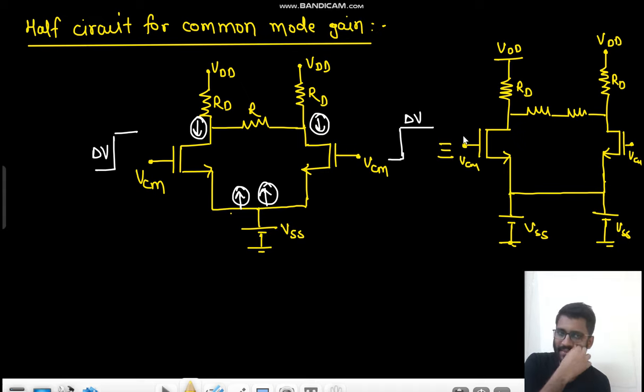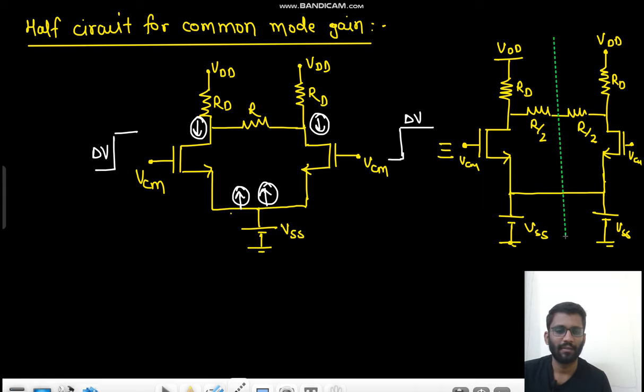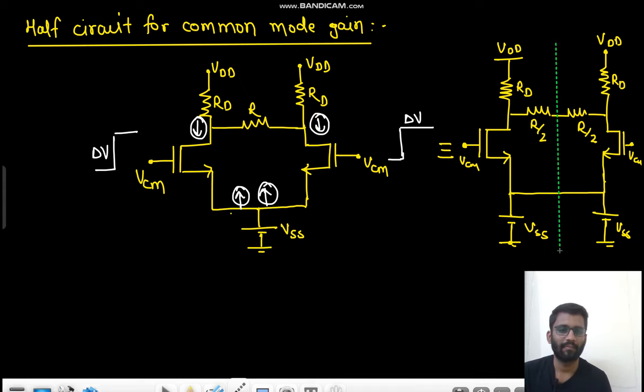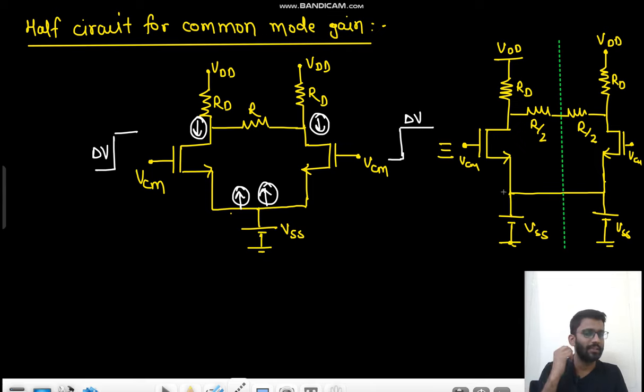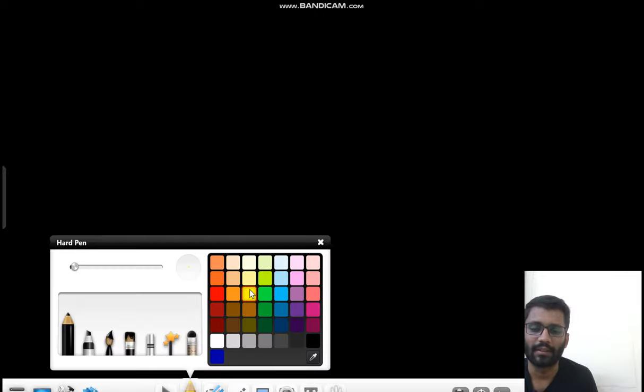If this node is going high, this node is going high, and this node is also going high, so both nodes are going high, so I can simply open circuit this one, right? This is R by 2 and this is R by 2. I have a symmetry in between. This node is going up, this node is also going up, this node is also going up. So I can simply open circuit this one. So the half circuit will be the final half circuit.